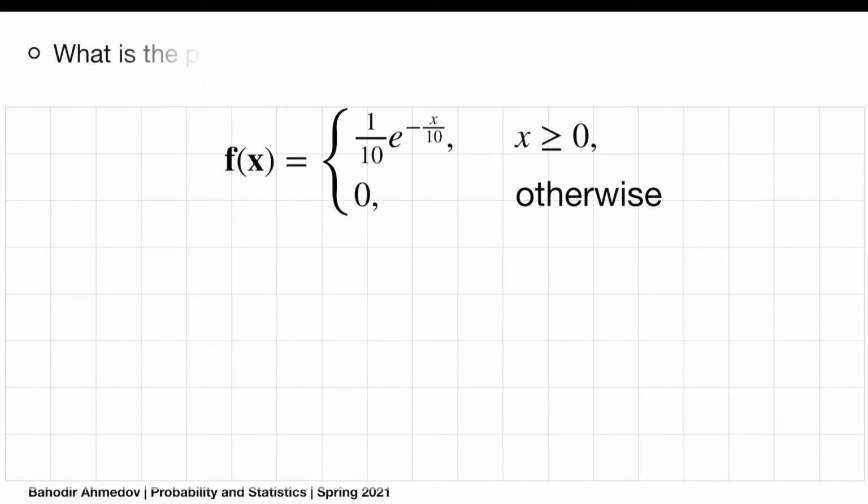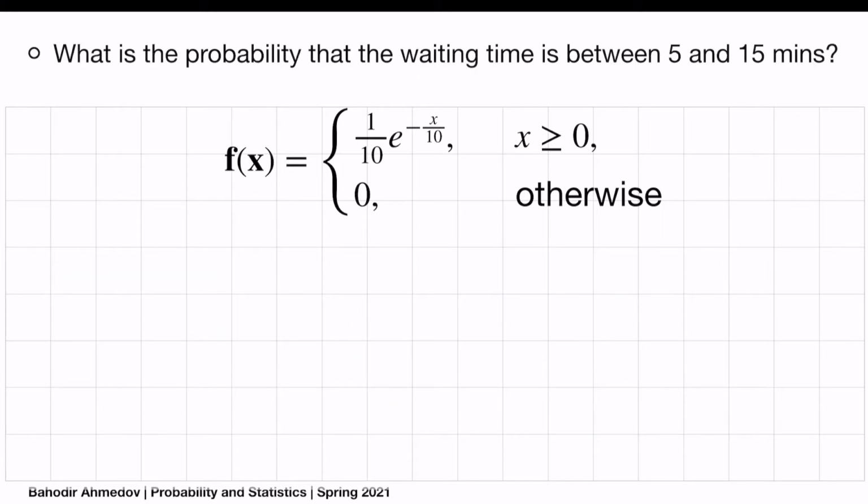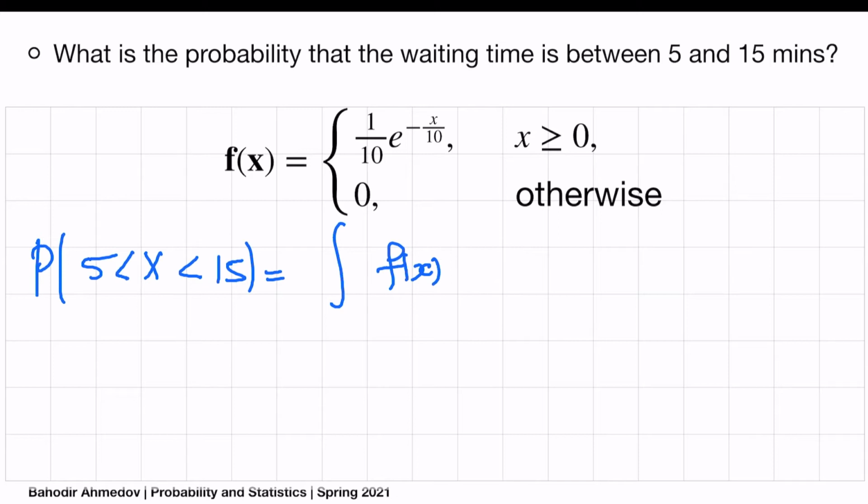So what is the probability that she's going to wait between 5 and 15 minutes? In this case, you have to find the probability that she's going to wait between 5 and 15 minutes. It's going to be the integration of the density function between 5 and 15 dx. And we know what the antiderivative is already. It's going to be minus e to the power of minus x over 10, right? And we have to substitute the 5 and 15.